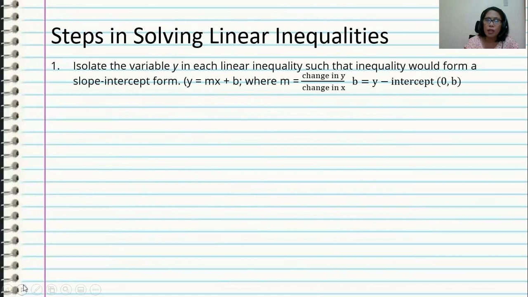So let's consider the steps in solving linear inequalities. First, we have to isolate the variable y in each linear inequality such that the inequality would form a slope-intercept form, wherein y equals mx plus b, where m here is defined by this formula. And m, in the previous discussion, is the slope. And b here is the y-intercept.